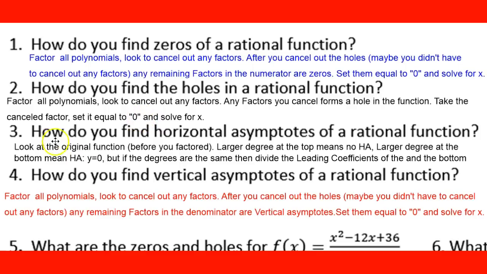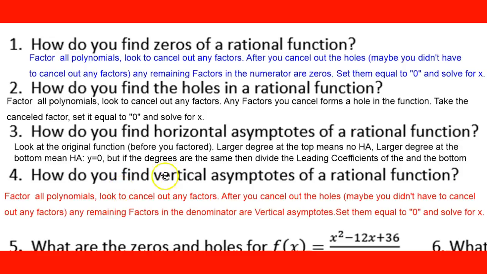How do you find a horizontal asymptote of a rational function? Look at the original function before you factor, guys. If there's a larger degree at the top, that means there's no horizontal asymptote. If there's a larger degree at the bottom, that means your horizontal asymptote is y equals 0. But if your degrees are the same, then divide the leading coefficients of the top and the bottom. So those are your rules for the horizontal asymptote.